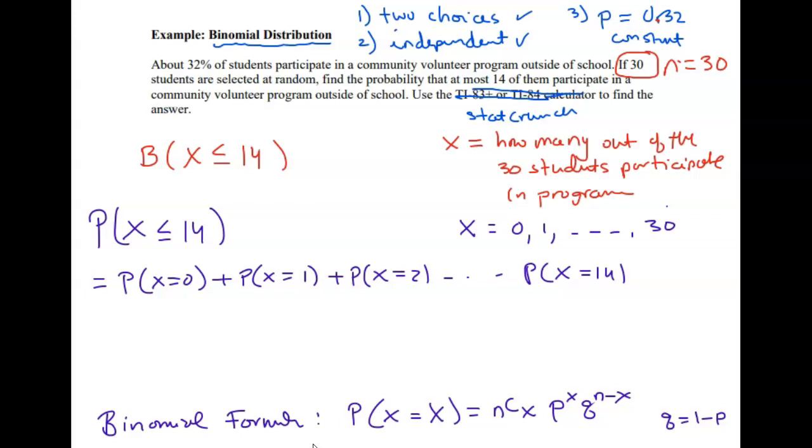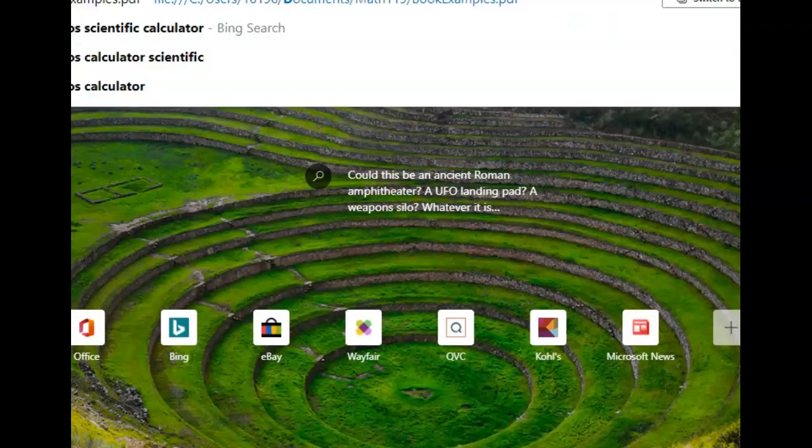Technically you can do this by hand, but it's not necessary. It would be so much work to do all these 15 values and add them up. So you want to use technology. We're going to go to StatCrunch.